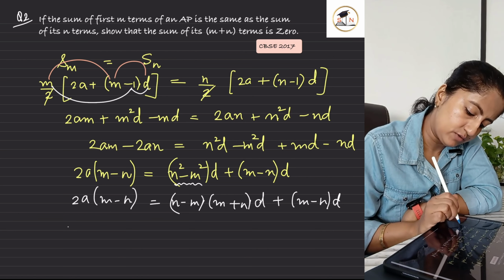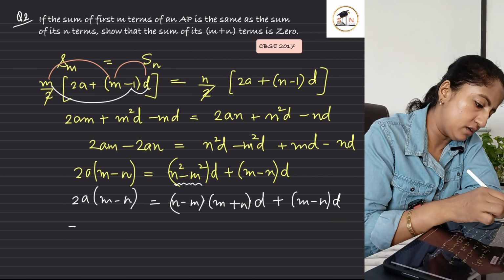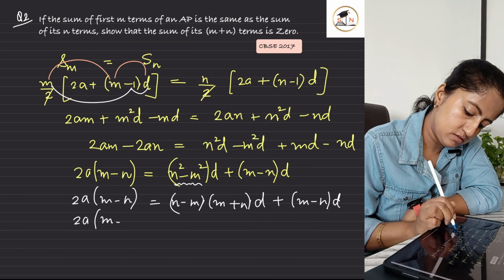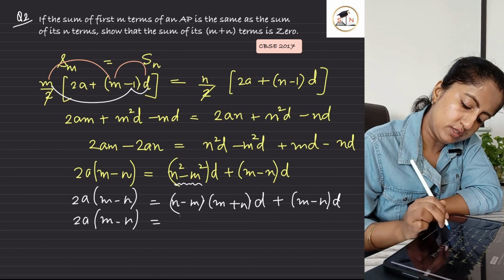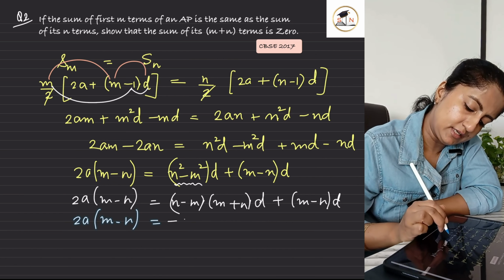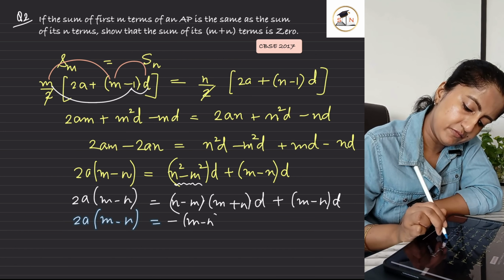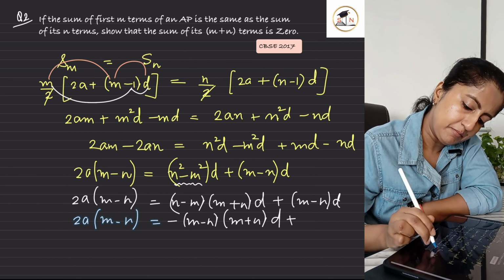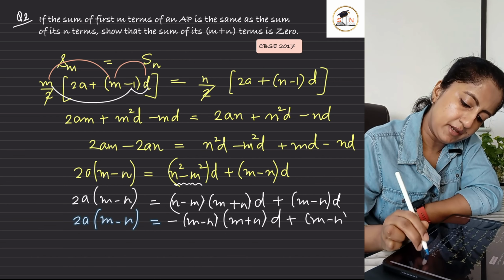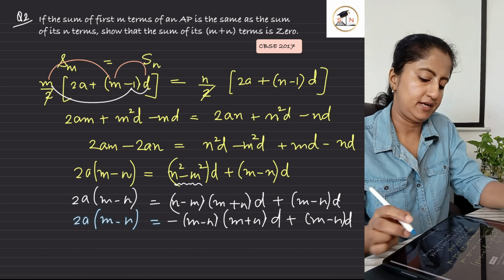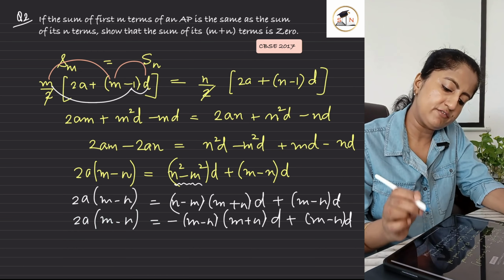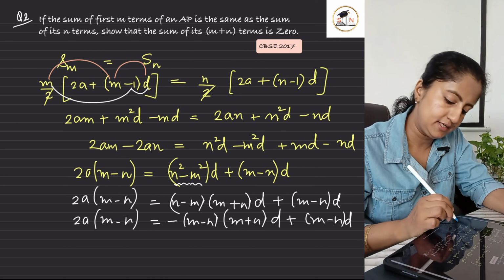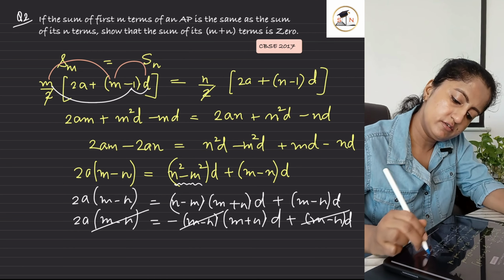So how do we take it out? I'm taking it out not over here, but on the other side. I will do this. It comes out as m minus n. It becomes (m plus n) d plus (m minus n) d. Right? Now, we can see that we have got m minus n as a common factor on the left as well as on the right, which I will strike off.